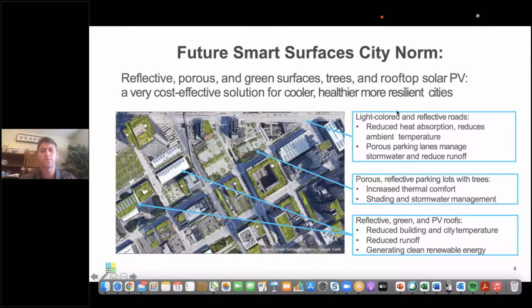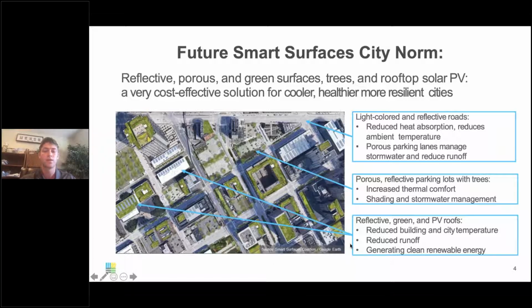So this is really the future of surface decisions in cities that the Smart Surfaces Coalition has a view for. If you look here, these dark impervious roofs turn into reflective roofs or green roofs. Sometimes they have combined solutions where solar PV is laid over a green roof or a reflective surface, increasing the efficiency of the panel. You can see the roads are actually turning from dark and impervious to more reflective, and in some cases porous, taking advantage of bioswales or bioretention in parking lots.